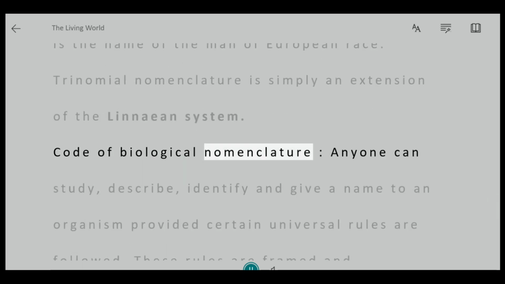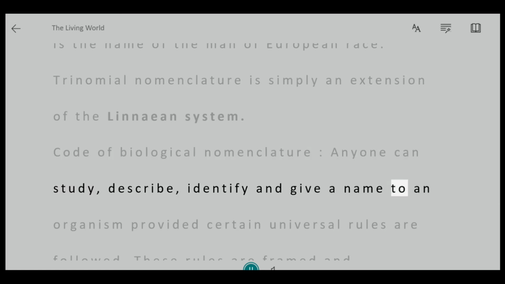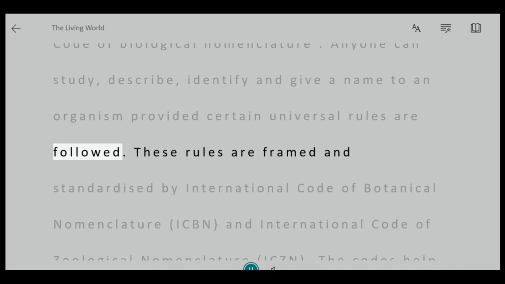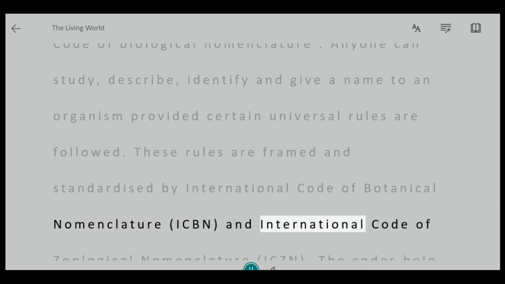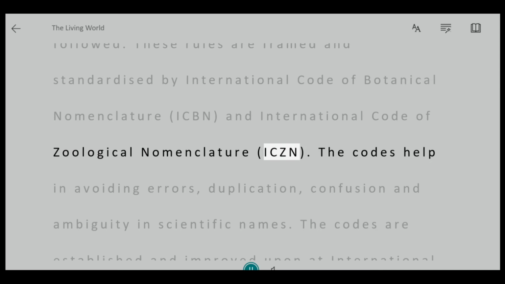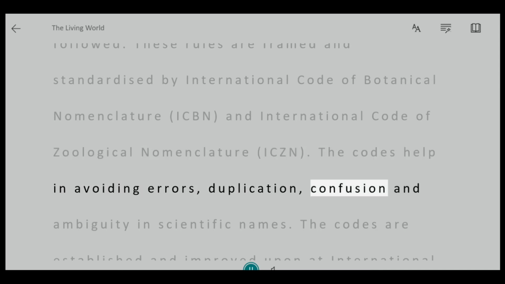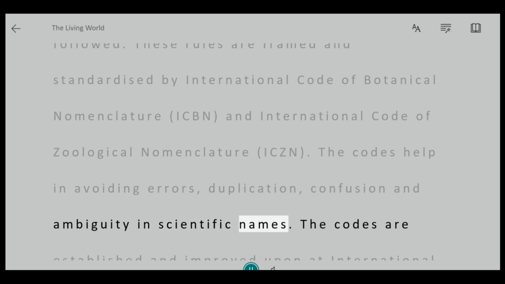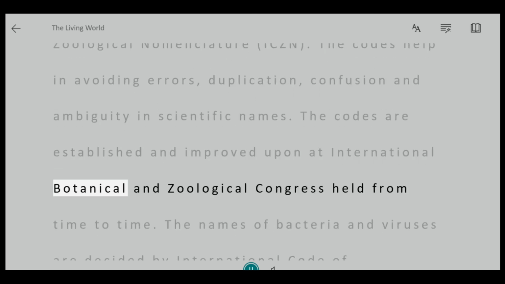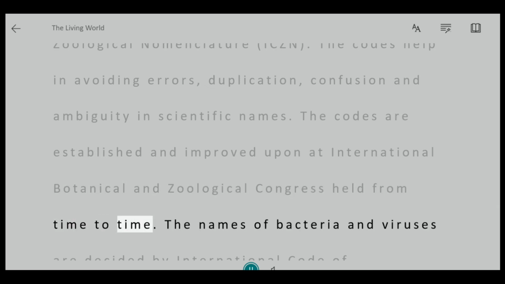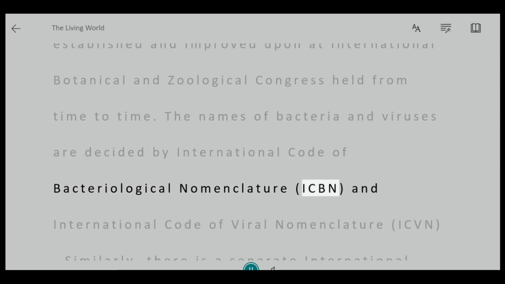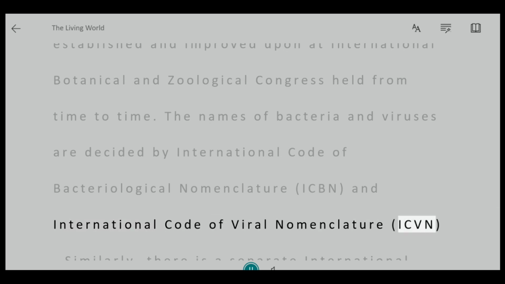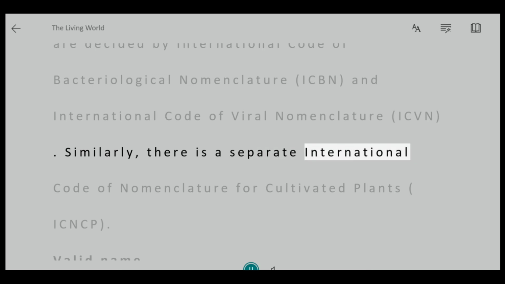Code of biological nomenclature. Anyone can study, describe, identify, and give a name to an organism provided certain universal rules are followed. These rules are framed and standardized by International Code of Botanical Nomenclature, ICBN, and International Code of Zoological Nomenclature, ICZN. The codes help in avoiding errors, duplication, confusion and ambiguity in scientific names. The codes are established and improved upon at International Botanical and Zoological Congress held from time to time. The names of bacteria and viruses are decided by International Code of Bacteriological Nomenclature, ICBN, and International Code of Viral Nomenclature, ICVN. Similarly, there is a separate International Code of Nomenclature for cultivated plants, ICNCP.